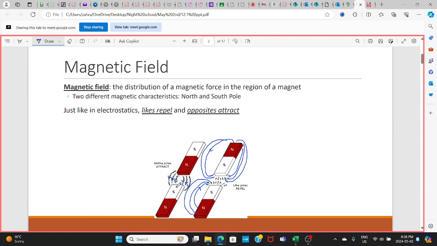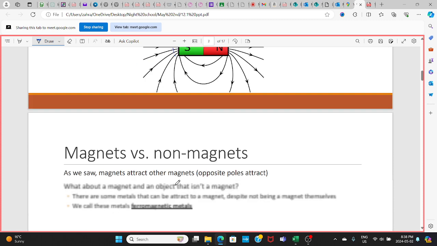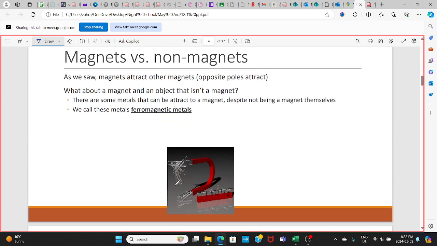So again, like poles repel, and the ones that are not like each other attract each other, right? We have some magnets, and let me just write that. So magnets attract other magnets. So we know the opposite poles attract each other.